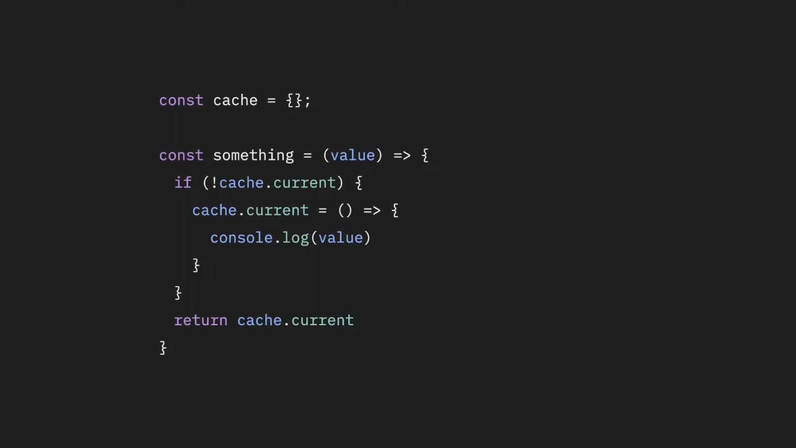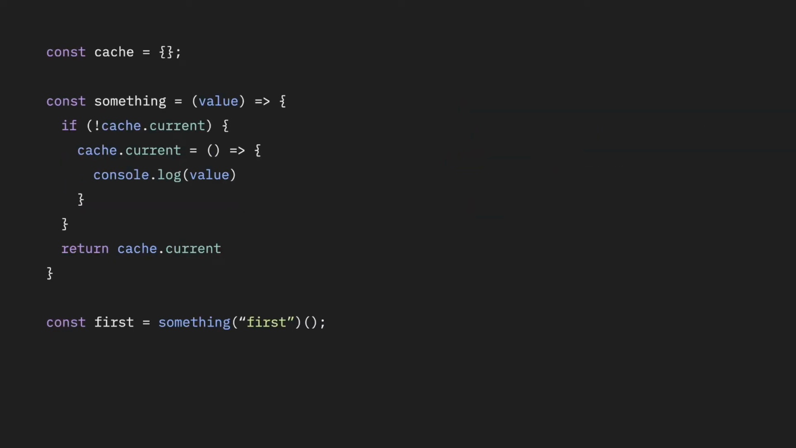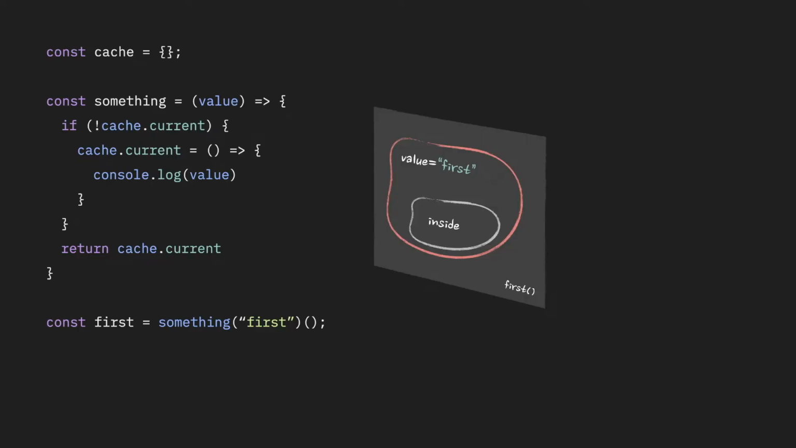However, if we try to call it a few times, we'll see a weird thing. No matter how many times we call the parent function with different arguments, the logged value is always the first one. We just created what is known as the stale closure. When we first called the function, we created a closure that has the string "first" as an argument. Then we saved it in an object that sits outside of the parent function.